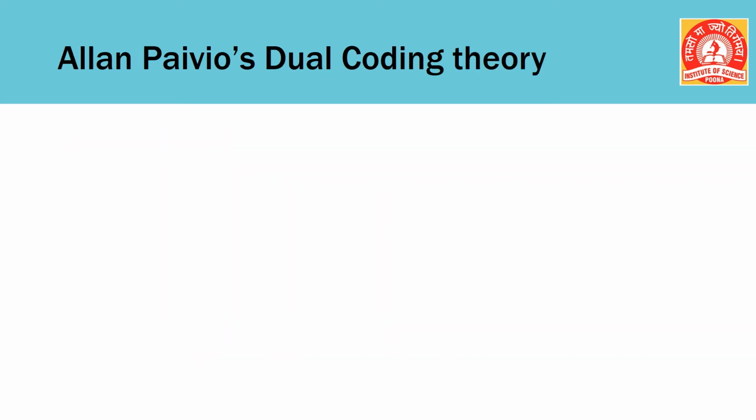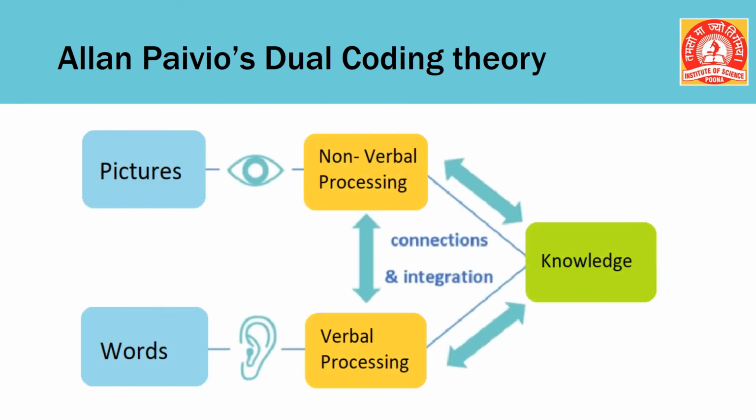Hence, as per dual coding theory, if this is a brain system, knowledge can be stored through nonverbal processing in the form of pictures, or it can be stored through verbal processing in the form of words. It is important to understand that this information can be stored in reference or connection to each other as well. That is, pictures can be remembered with the help of words, or words can be remembered with the help of pictures. Similarly, this information can be remembered or stored in integration as well. That is, pictures and words together.